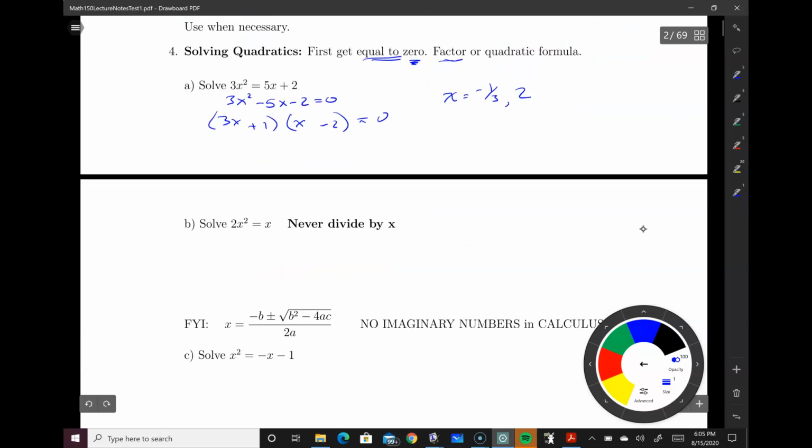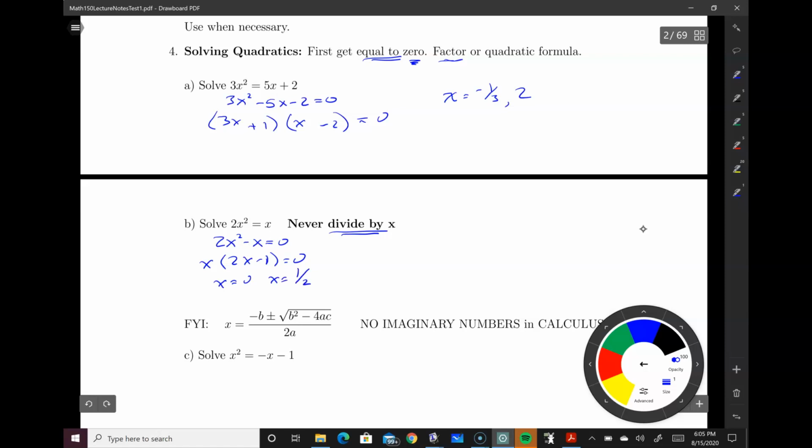Okay, so this looks relatively simple, but I want to make sure that you're never going to divide by x. Always get it equal to 0, so then you can factor out that common term, and then get x equals 0 and x equal 1/2.